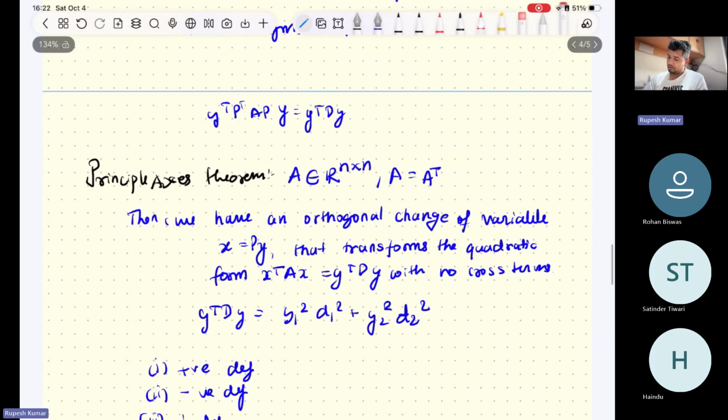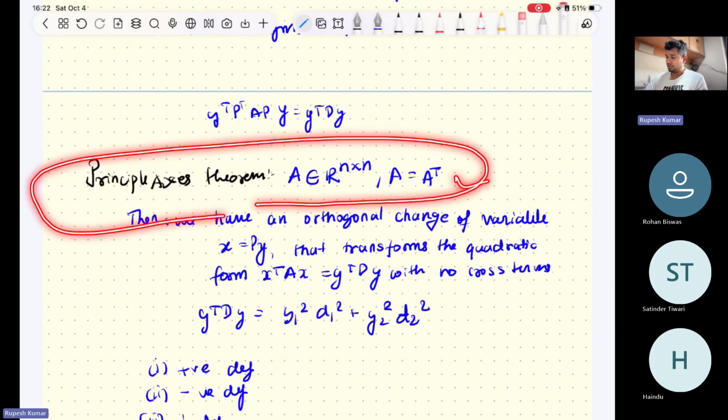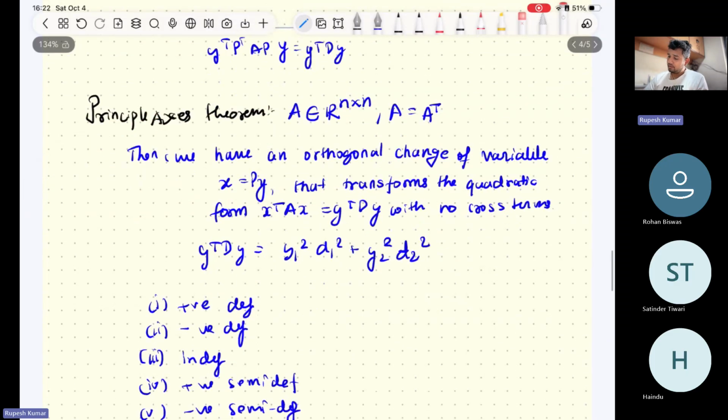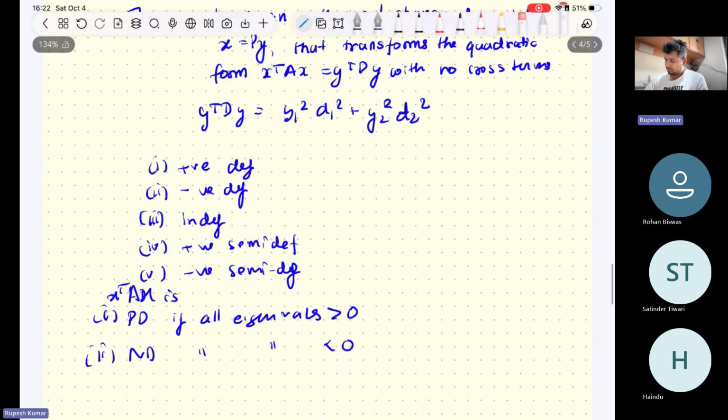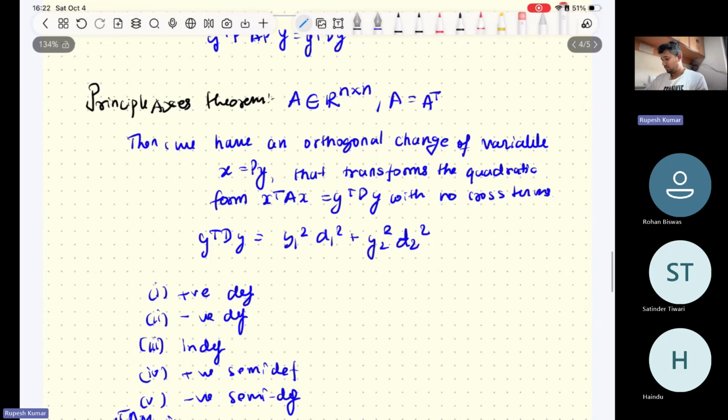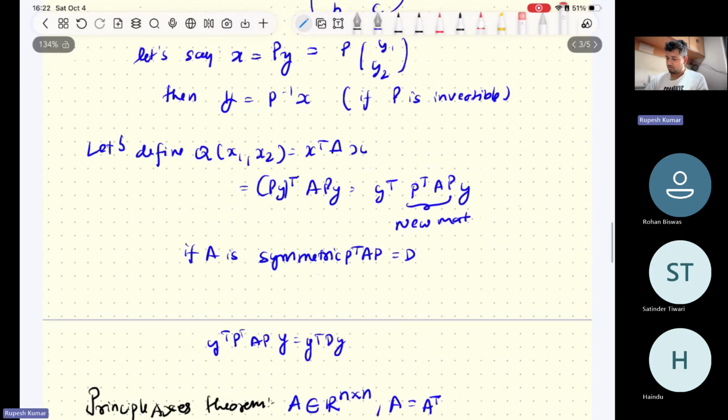Now, if you are given a square matrix which is symmetric and real, then we have an orthogonal change of variables x equals Py that transforms the quadratic form with no cross terms, right? This comes from the spectral theorem itself. How it comes about, you can look at the proof.